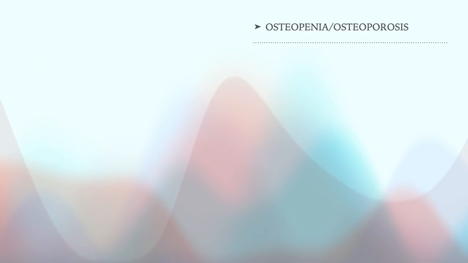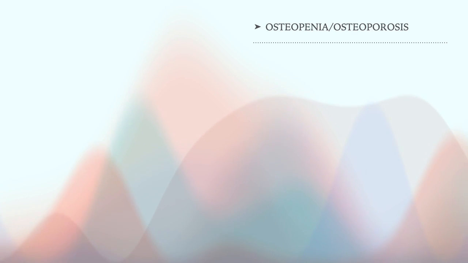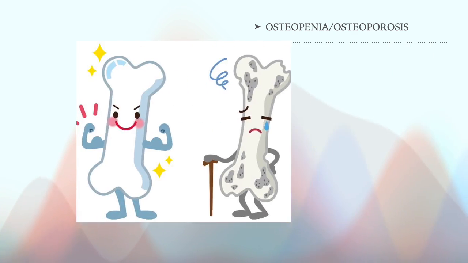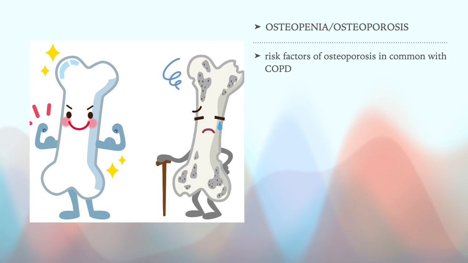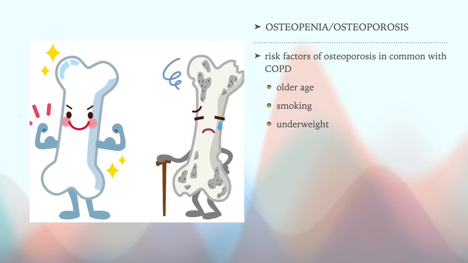All right, so next up is a familiar condition that often gets associated with being elderly and female. However, patients with COPD can suffer from decreased bone density that leads to osteoporosis. Now, there are common risk factors for osteoporosis and COPD that overlap, and those are being older age, smoking, being underweight, having breathing issues, and reduced physical activity.